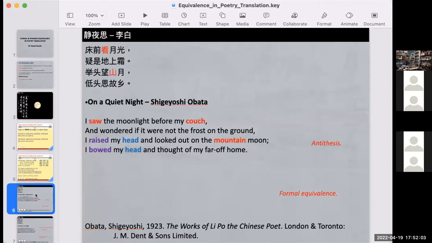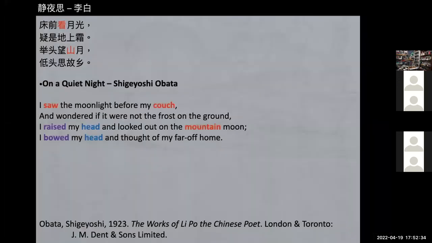Let's have some different versions of how different translators translated this poem, because this poem has been translated maybe hundreds of times, right? And everyone used his own technique and his own way of translating it. Some of them tried to use dynamic equivalence, some tried to use formal, and some tried to use both formal and dynamic. Okay, like this poem here by Obata, Shigeyoshi Obata. He was almost the first to translate it, in 1923.